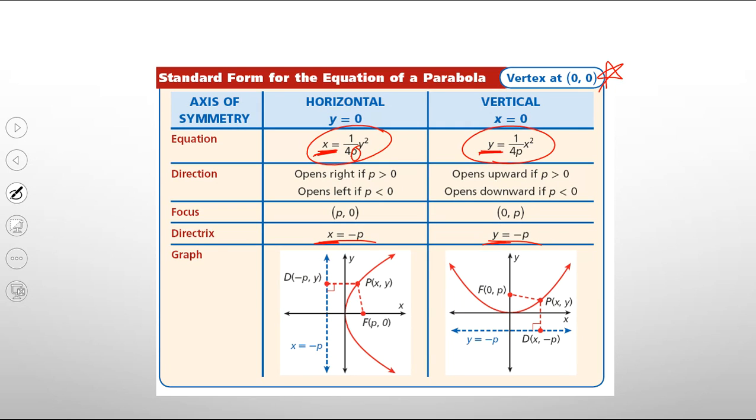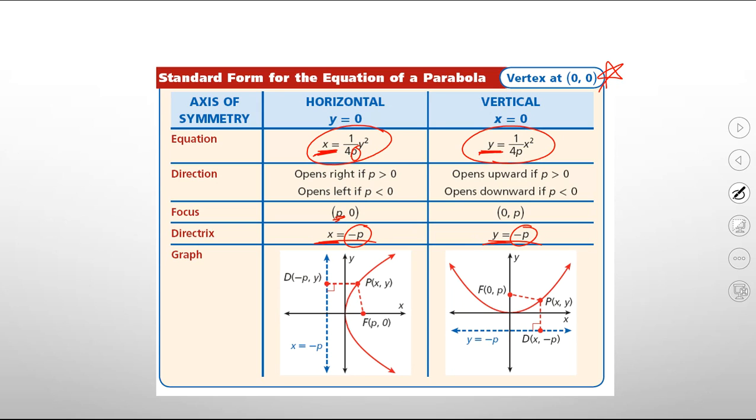But the thing I really want you to point out is that P is technically going to be a negative value in this case. So if we're given the directrix, we're going to make the P negative. If we're given the focus, we're going to leave the P positive. That's kind of important, okay? So remember that.